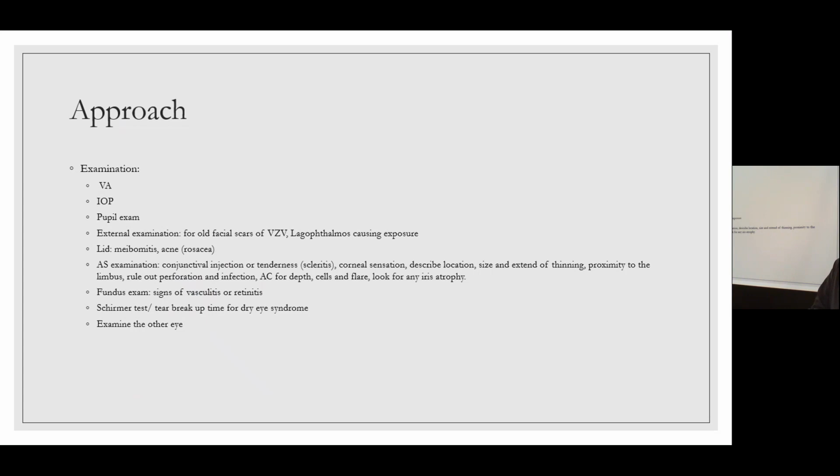first check for scleritis, as it could distinguish it from Mooren's. So you need to know and describe it. And check corneal sensation, and whenever you see the lesion, you should describe it by noting the size, the extension, the thinning, and proximity to the limbus, and rule out perforation and infection. And check the AC depth for cells and flare, and look for any iris atrophy.